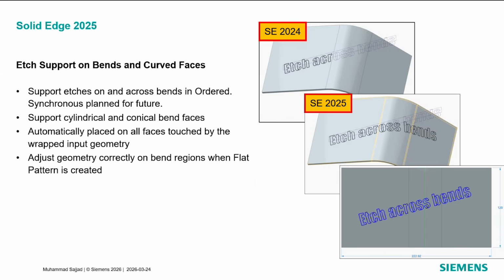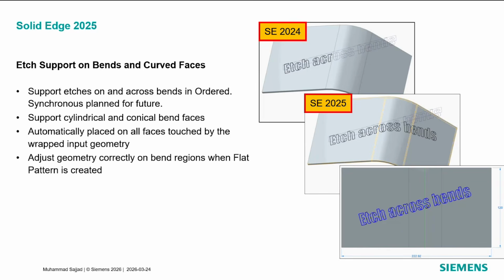Another enhancement is that we have etch support on bends and curved faces. And as you can see from the images on the right, 2024 had very limited support for etch on bends. But with 2025, we provided support for etch on bends, but only in ordered. And you'll see what changes were made in 2026 in the next slide.